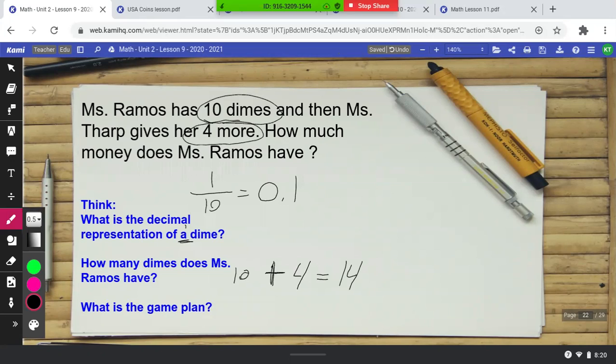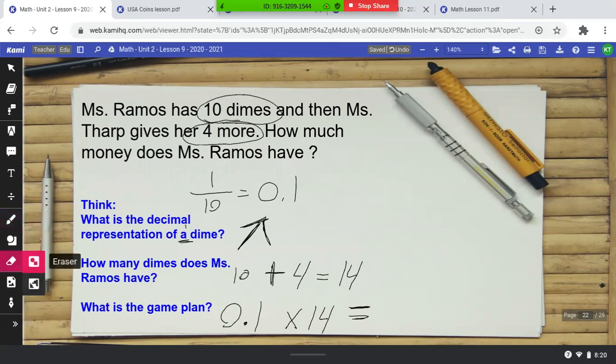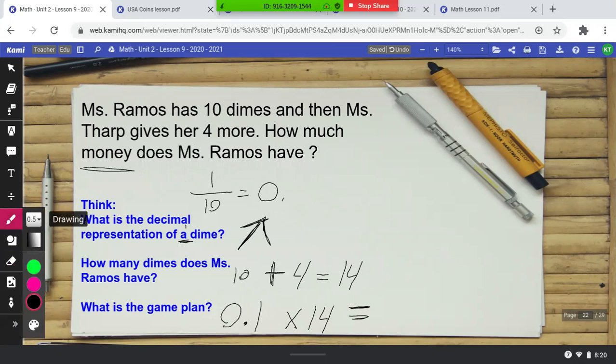What is the game plan? We are going to multiply 1/10 by 14 because this is how much one dime is worth. But Ms. Ramos has 14 of those. So when we multiply that, we are going to figure out the total amount of her dimes in dollars. So how much money does she have? We want to know how much money does she have if she has 14 dimes.